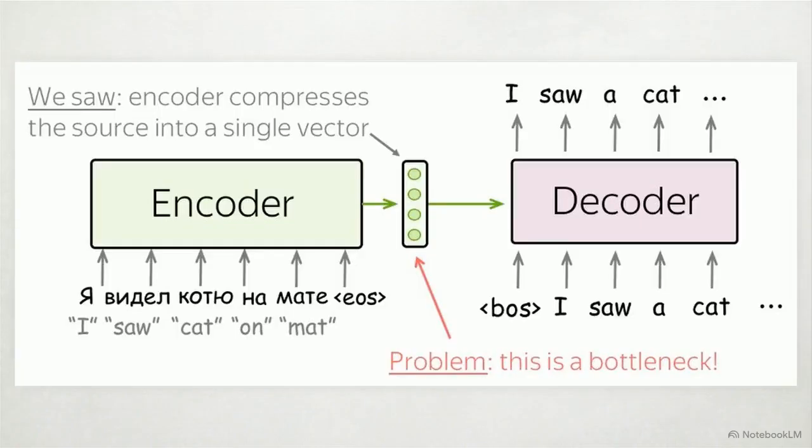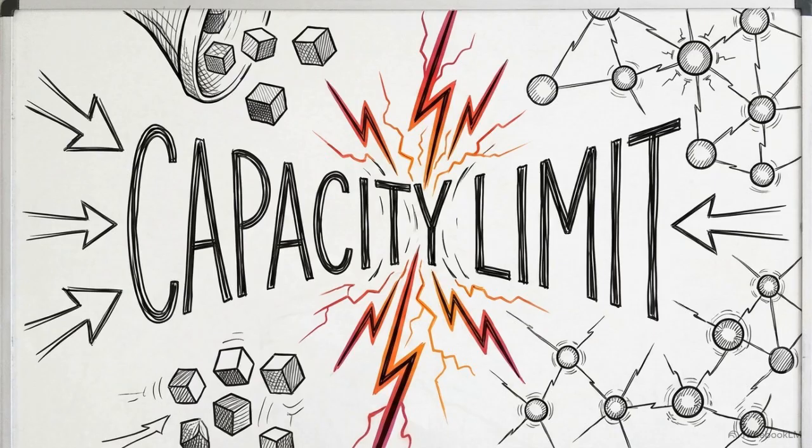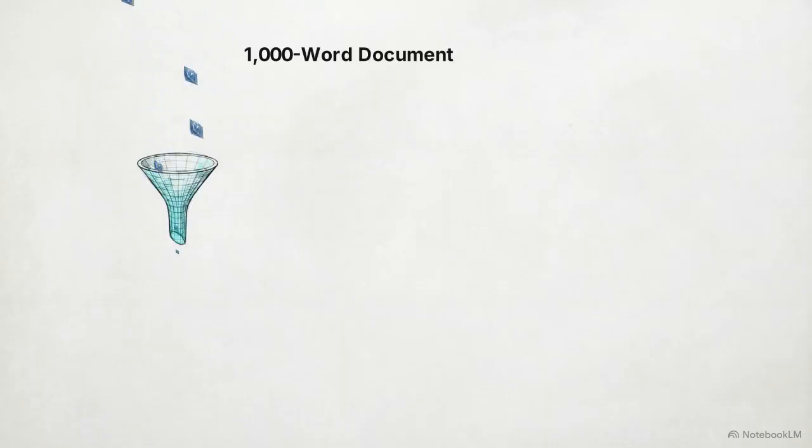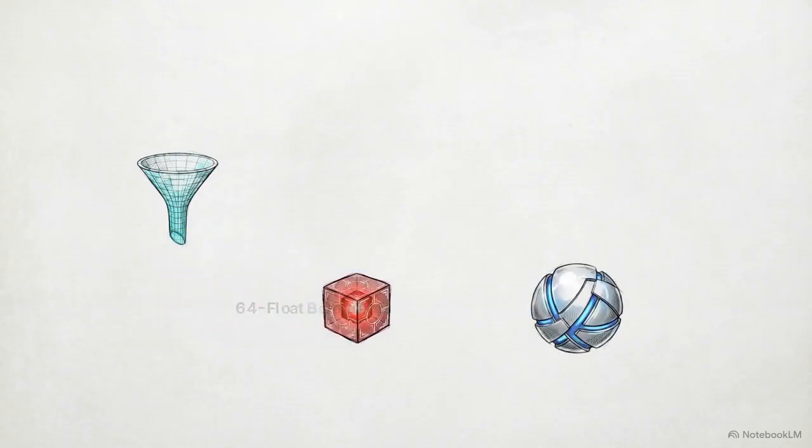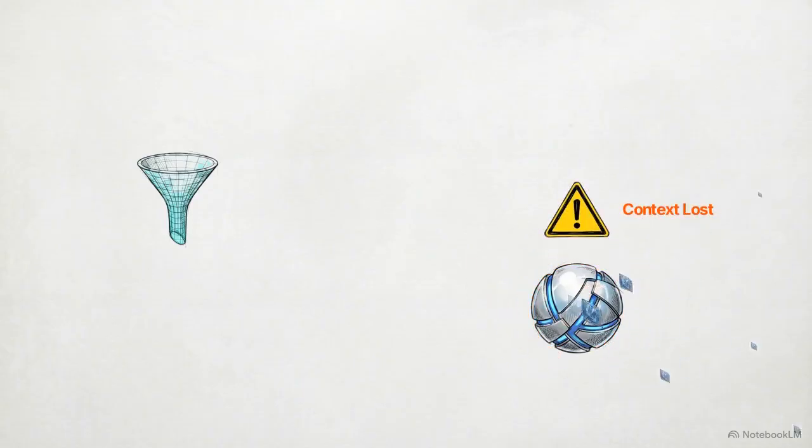This diagram highlights the exact architectural flaw. The encoder is forced to compress an arbitrarily long source sequence into a fixed-length single vector. In natural language processing, this is formally defined as the sequence-to-sequence bottleneck. If you feed the model a 1,000-word document, the encoder condenses it into just 64 floating-point numbers. Reaching the decoder, this highly compressed node loses context, forcing the system to guess missing information to generate the output sequence.